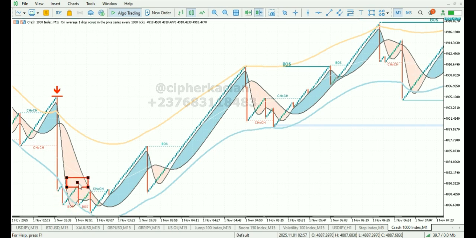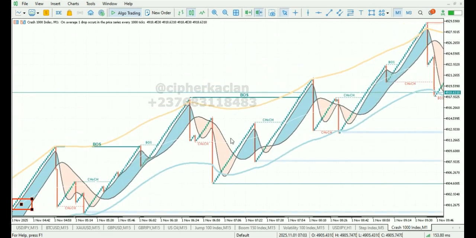So right here, we saw this. We would have taken this straight because this particular move pushed like this, it was supposed to push and break this cloud, right? But it didn't. Instead, it came back down, came out of the cloud before it broke. So we would not have taken this one, we would have waited for something else to happen.